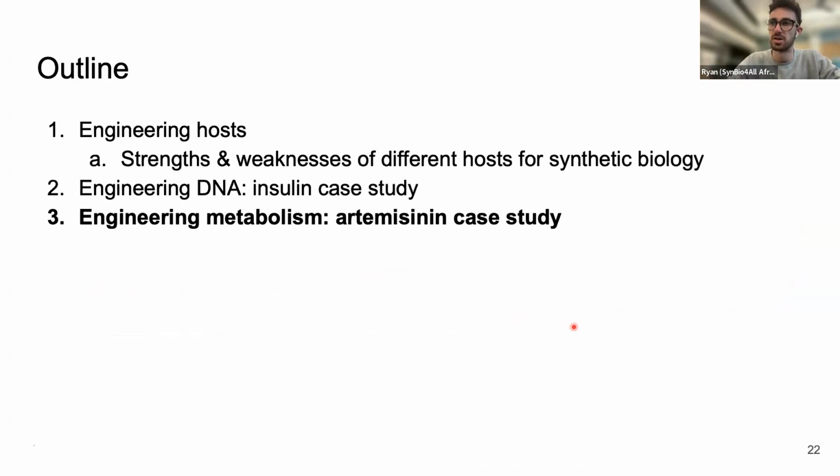Okay, so we talked a lot about how to engineer DNA in the context of insulin, so how you could put insulin on a plasmid and have it replicate in E. coli. And now I want to talk about engineering metabolism. So how can you go from just expressing one gene to actually having a larger control over the cell?